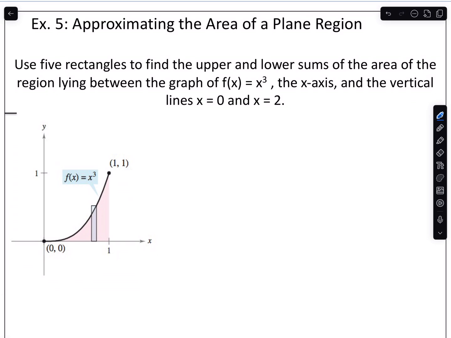All right, so how about example 5? Use 5 rectangles to find upper and lower sums of the area for the region lying between the graphs of x cubed, the x-axis, and the vertical lines 0 and 2. So we will do upper and lower sums. In this case, let's just find out which one is going to be the over approximation, under approximation, and we'll probably leave the midpoint out of this one. So how about just by looking at the picture? Can you determine what handedness would produce an over approximation, under approximation? Just by looking at the picture, you can see that this is going to be right-handed, and it looks like right-handed produces the over approximation.